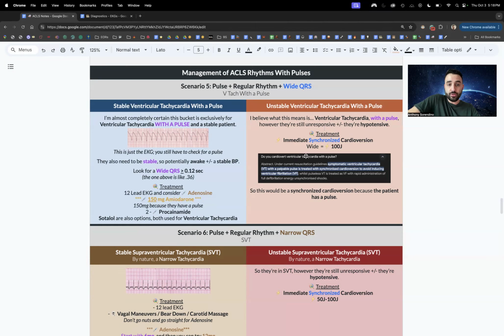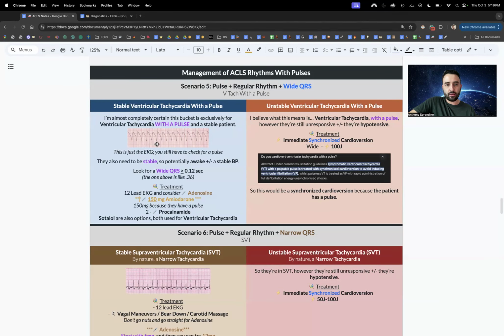The first thing you can do is consider adenosine. I feel like nobody ever talks about that. Really, the right answer is always going to be 150 of amiodarone. Why? Because your patient is stable. It's not an unstable dose, which would be 300. It's going to be stable, and that's going to be amiodarone. All right, so 150 for amiodarone.